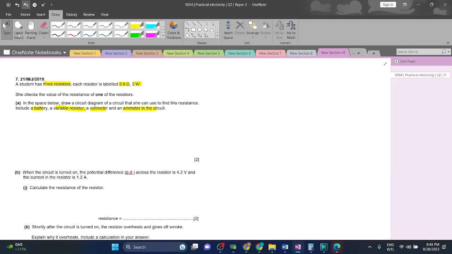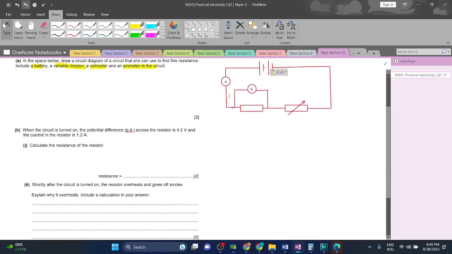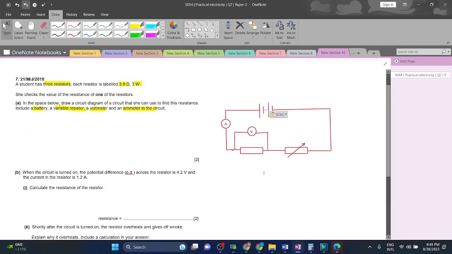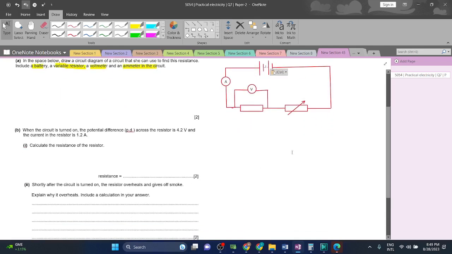So basically, I have already made this circuit. So this is how it will look like. इसके अंदर एक ammeter है, एक voltmeter है, एक variable resistor है और battery है एक. So very simple question. 2 मार्क्स का क्वेश्चन है. So let's move on. आप इसको एक दफा सर्वे कर लें.